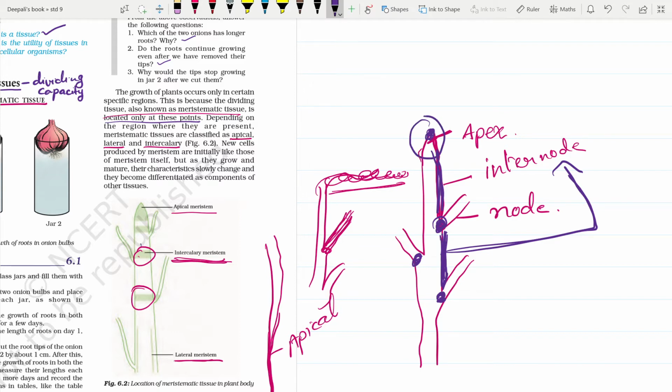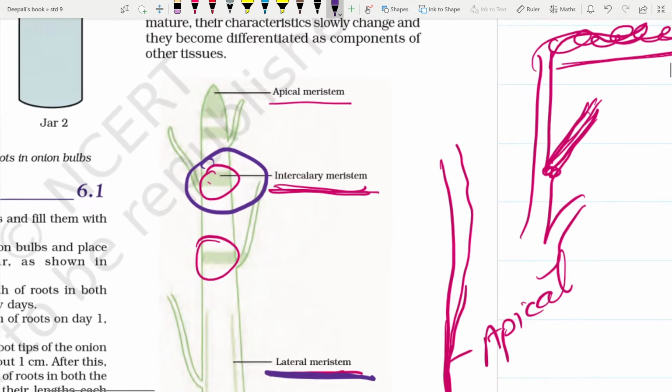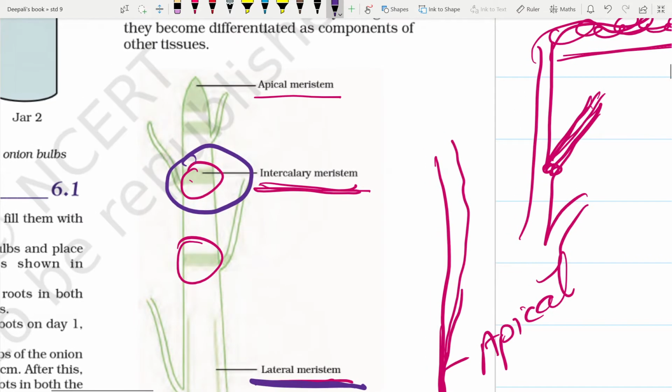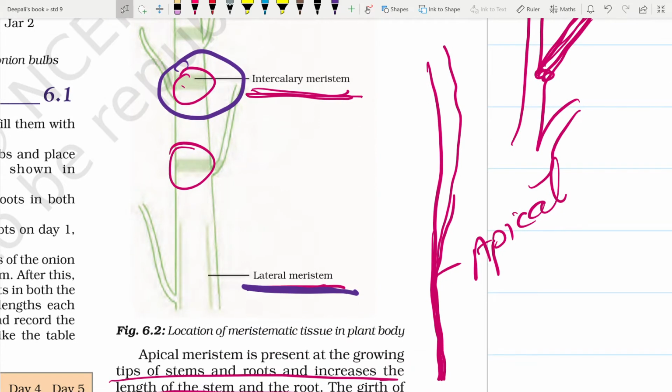If it is present at the node, it is called intercalary meristem. And if it is present in the internode, it is called lateral meristem. And all these three have different functions. What are those functions? Being at the tip, apical meristem helps in the growth of length of the roots and stems. Intercalary meristem helps in the growth of new leaves and flowers. And lateral meristem allows the girth of the plant to increase by adding more and more layers of meristematic tissues.